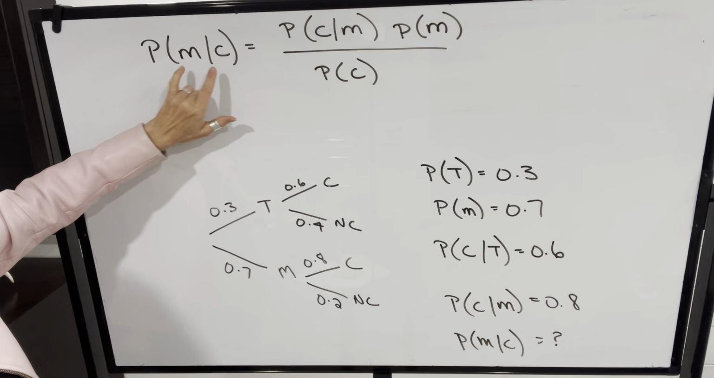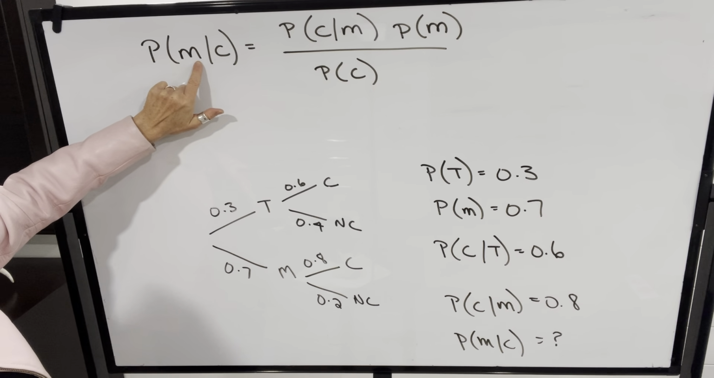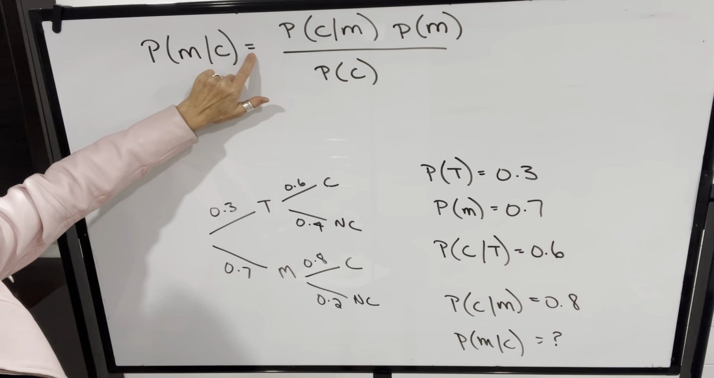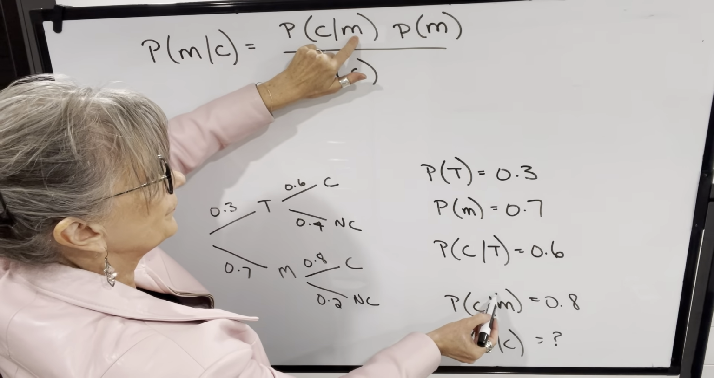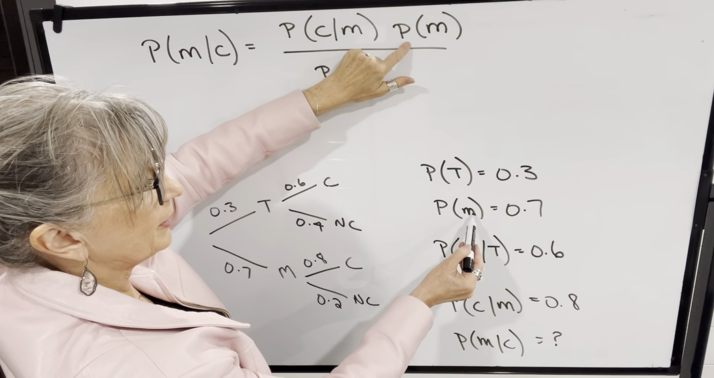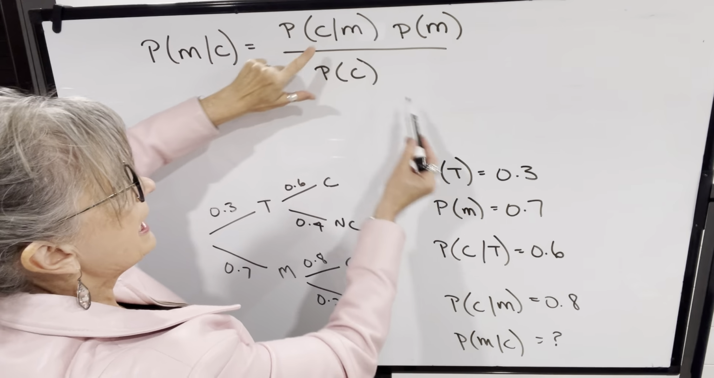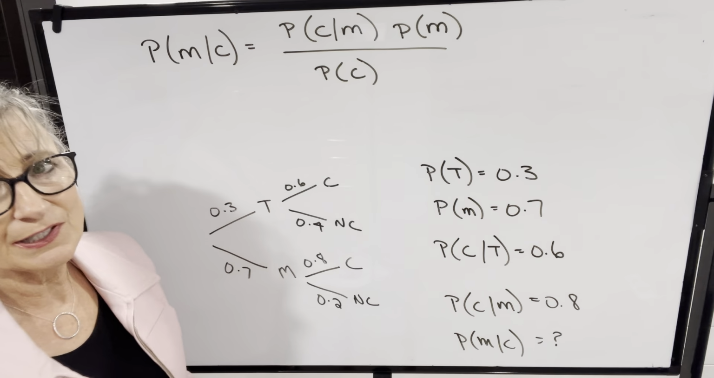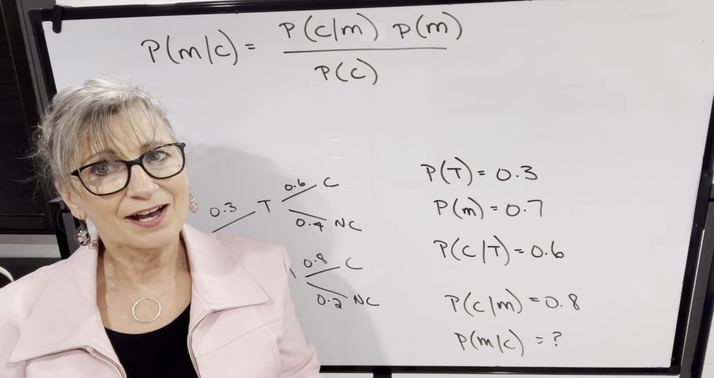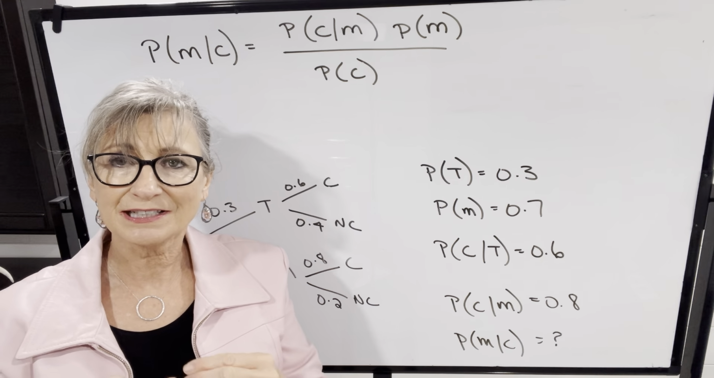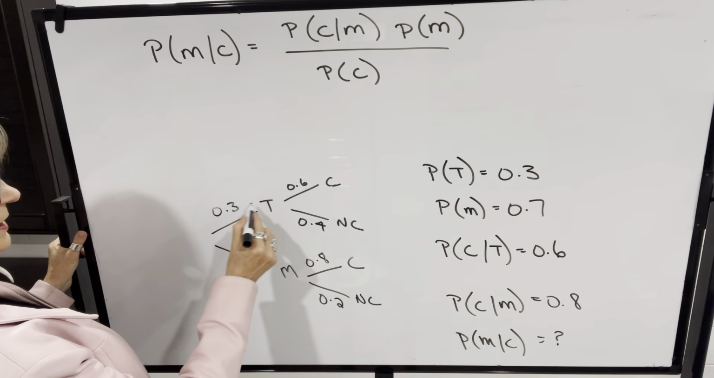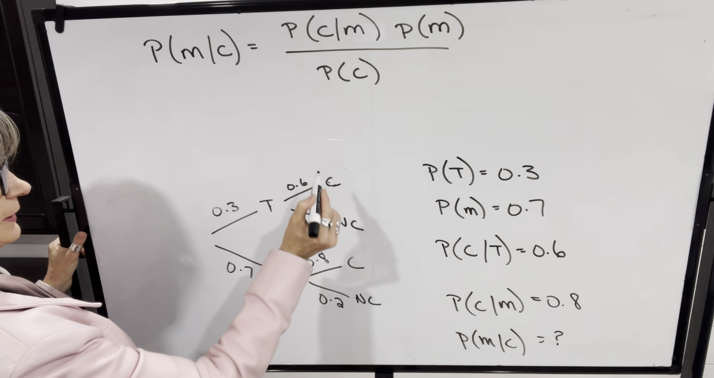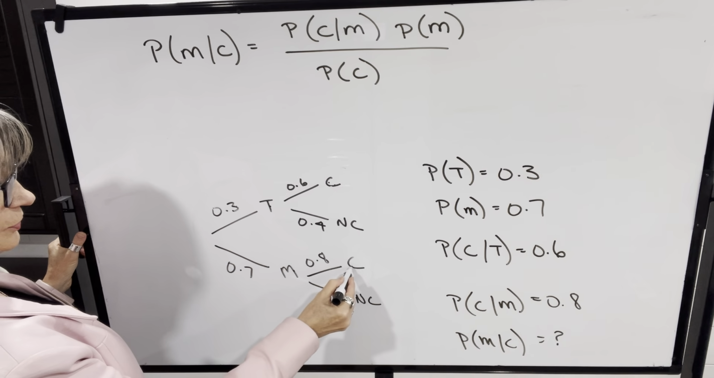Here's Bayes' theorem. The probability of it being a multiple choice question given that it was correct will equal the probability of it being correct given it's multiple choice, which we know, times the probability of it being a multiple choice question, which we know, divided by the probability that it will be correct. We don't have that. That's going to take a little bit of work to calculate. There's two ways that it can be correct. It can be correct if it's true-false and answered correctly, or if it's multiple choice and answered correctly.